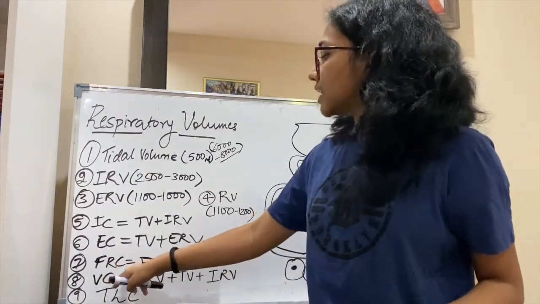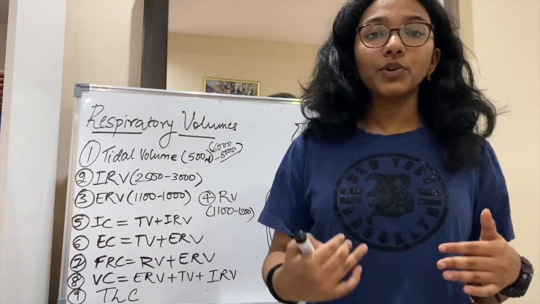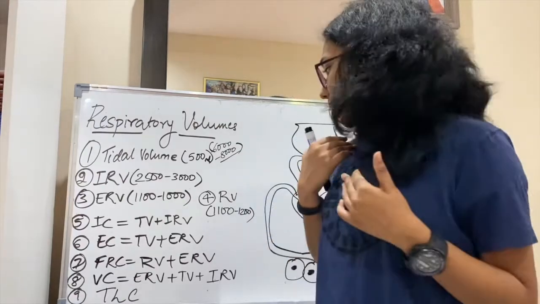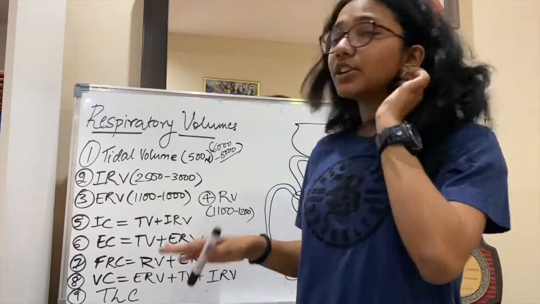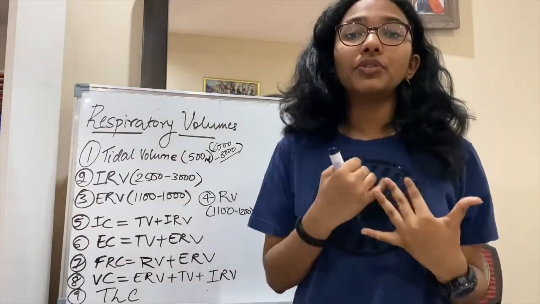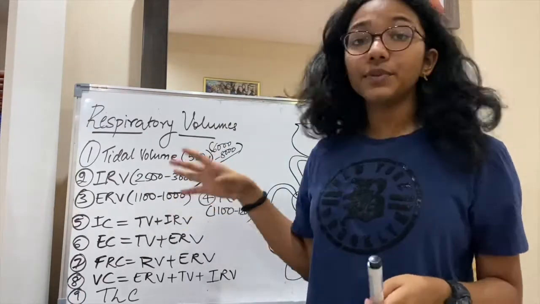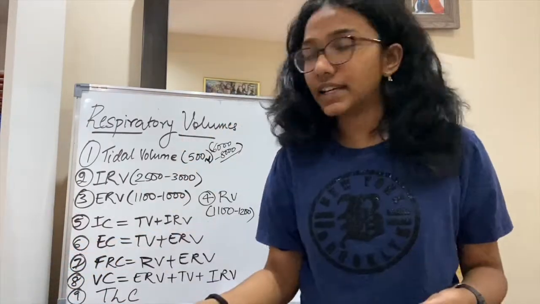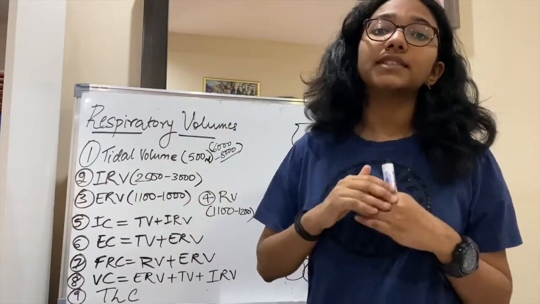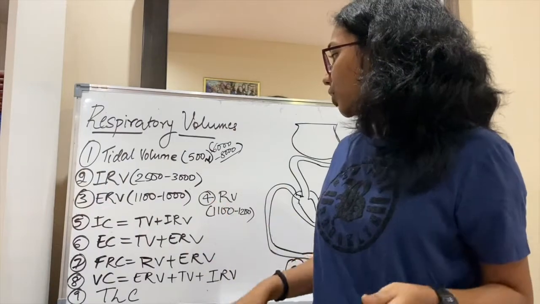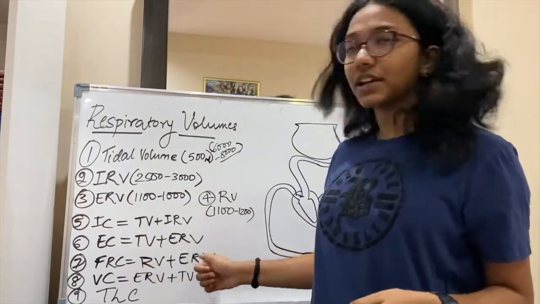Now functional residual capacity. Suppose after a normal expiration, what is the amount of air which is left in your lungs? That will include the extra amount of air which you could have given out but didn't, that means the expiratory reserve volume, plus the amount of air which will be present at all times, that is residual volume. So functional residual capacity will just be residual volume plus expiratory reserve volume.